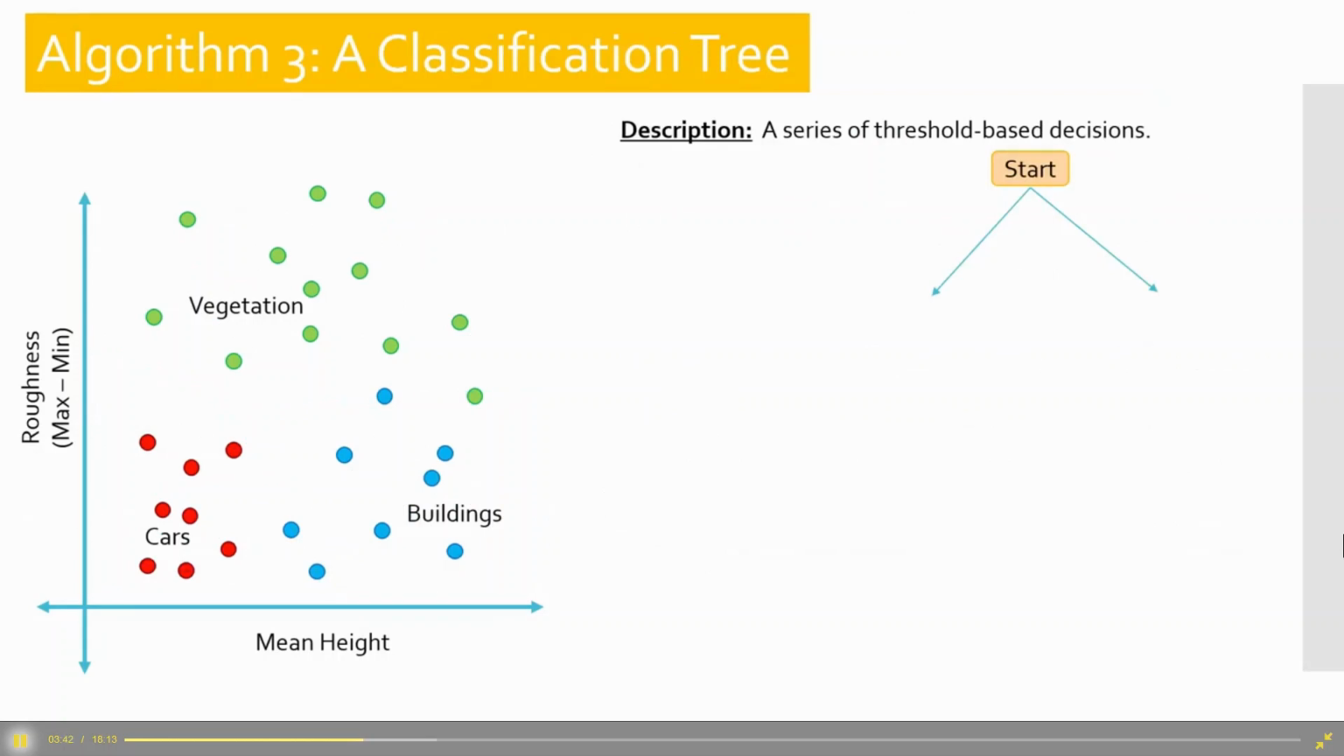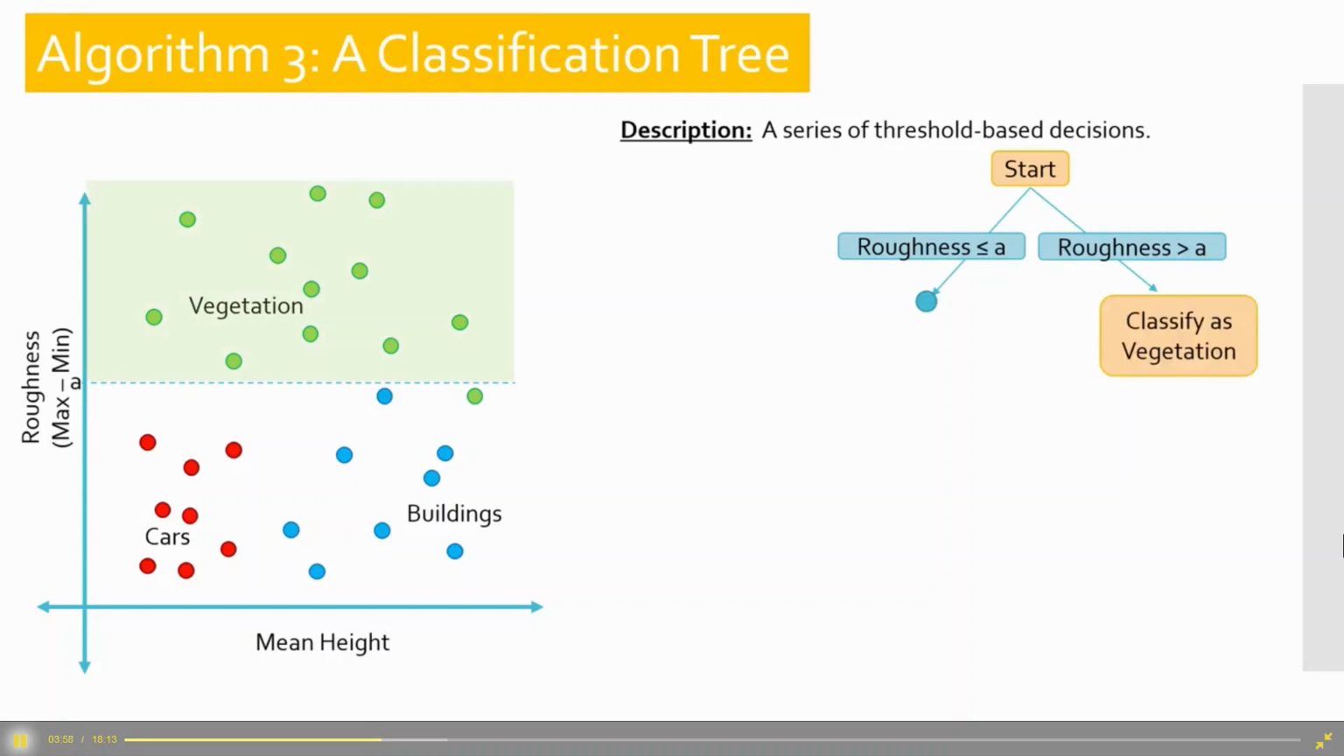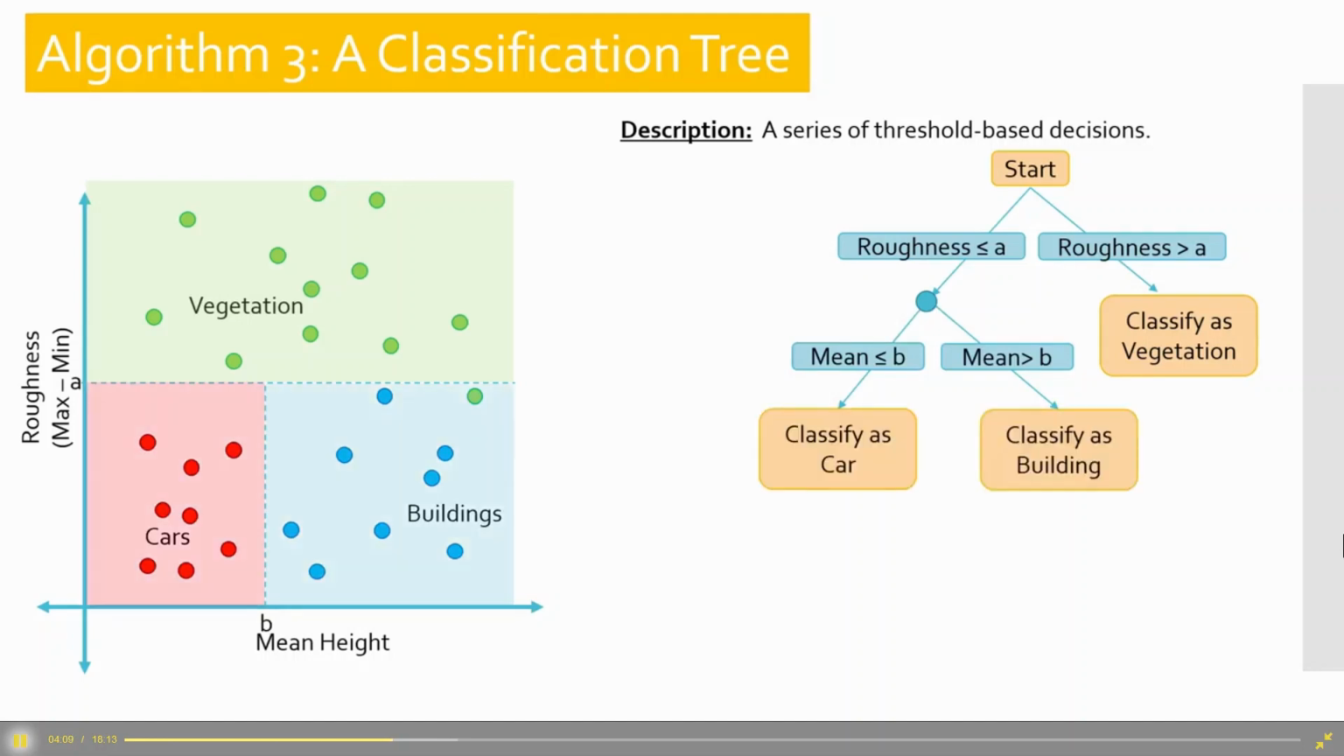And then this algorithm is a classification tree. So what you do with this one is you have your start and our data, and then you take a feature of your data, so in this case the roughness of it, and you have a decision. Is it bigger or smaller than A? And we're going to classify things that are bigger than A as vegetation, as green, and then we take another feature and we split the data again, and we get the cars and buildings classifications.